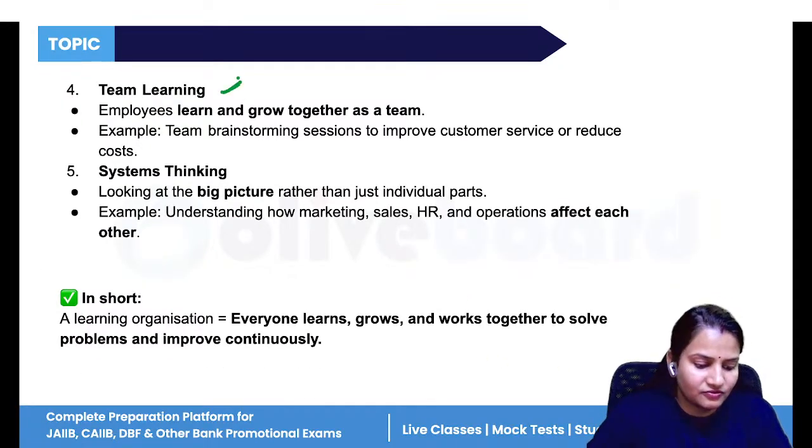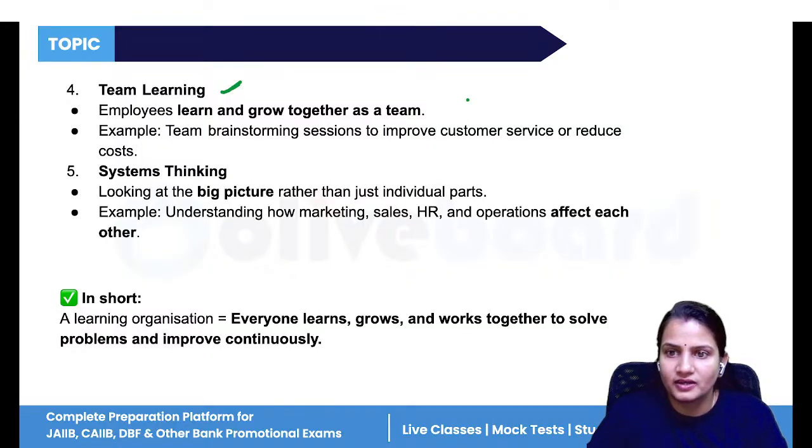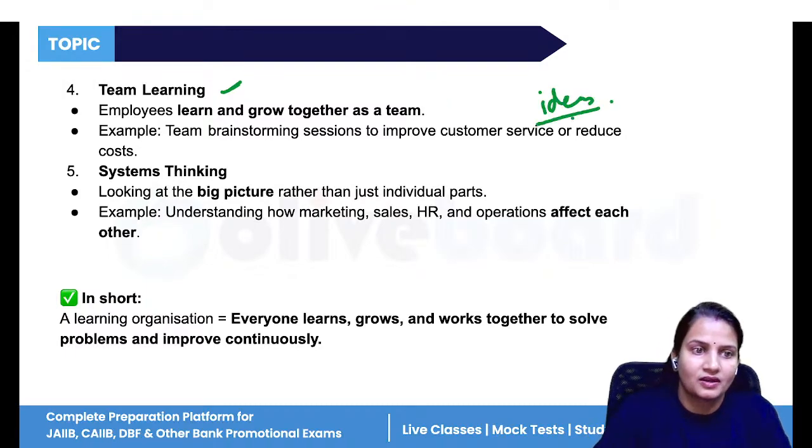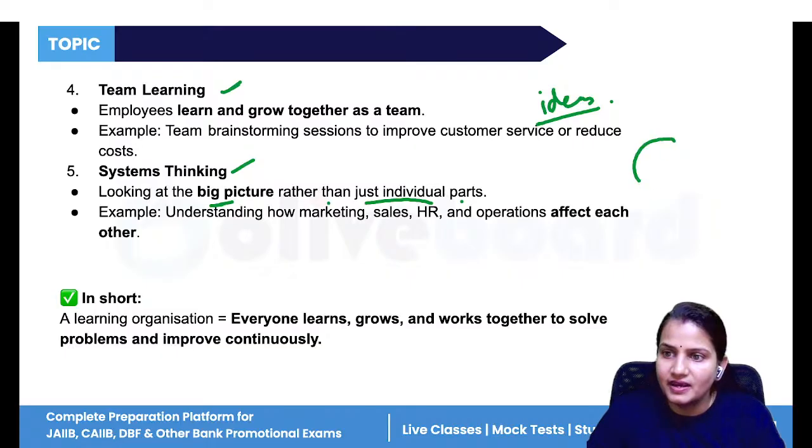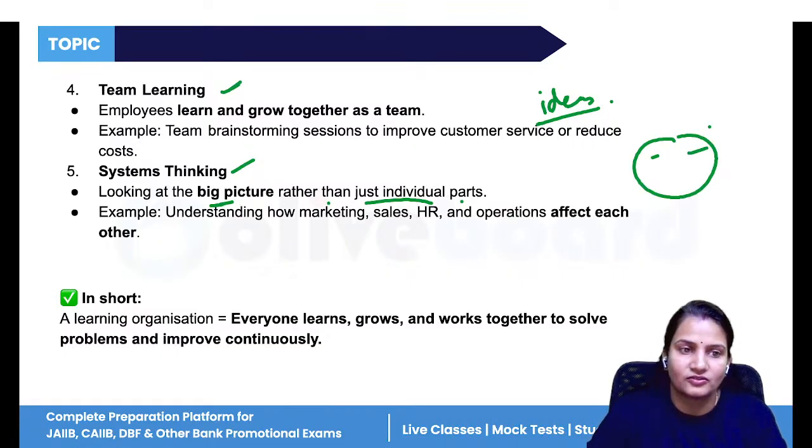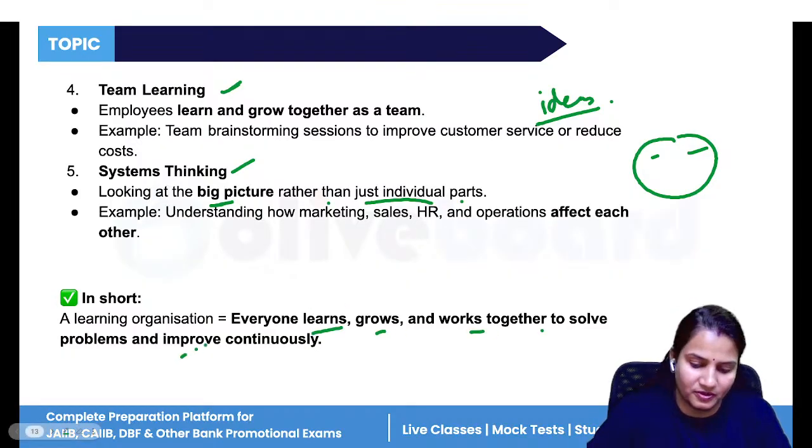Now team learning is what? Team learning is where everyone should come together. They should work on any project. They should have more and more brainstorming sessions, new ideas for the solution. And systems thinking is looking at the big picture rather than just individual parts. Because in a company everyone is working towards a common goal, so rather than working alone, they should come together. They should think like they all are working for only one objective. All right. So it means everyone learns, grows, and works together to solve problems.